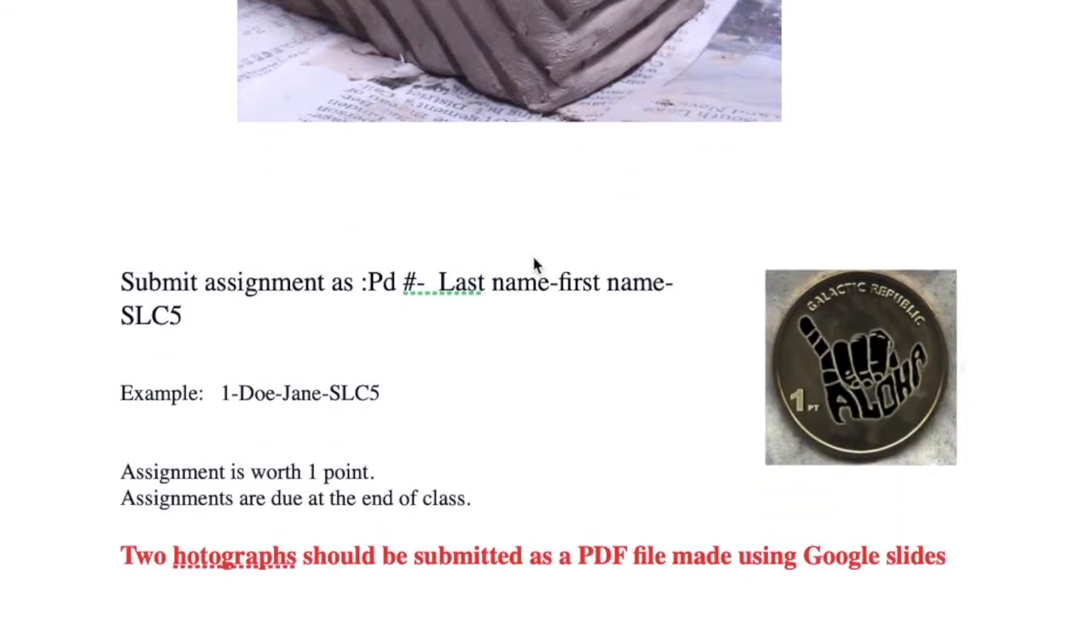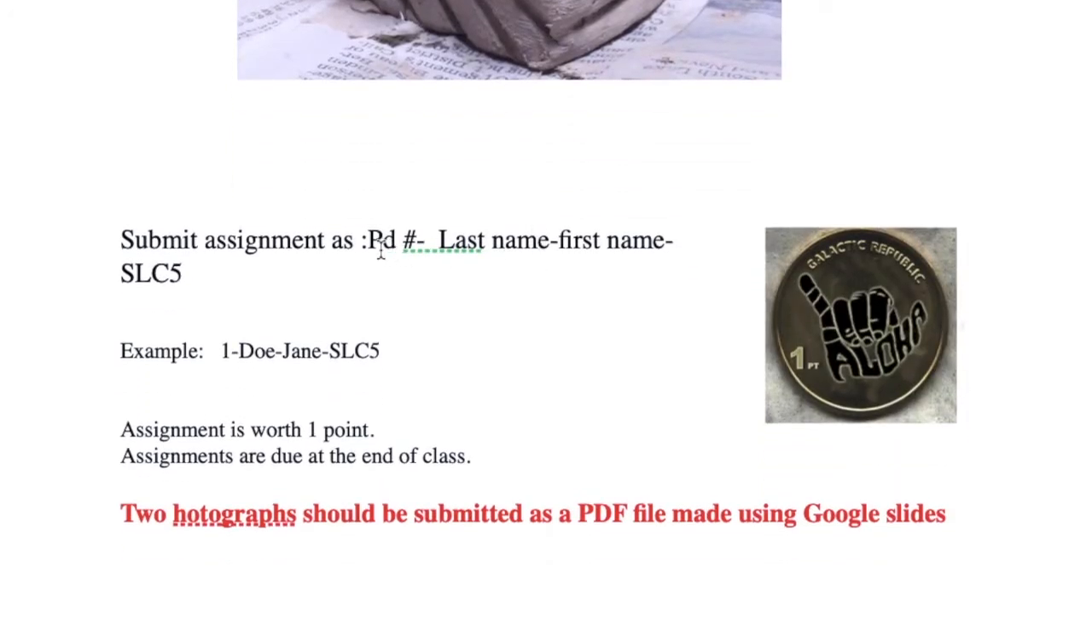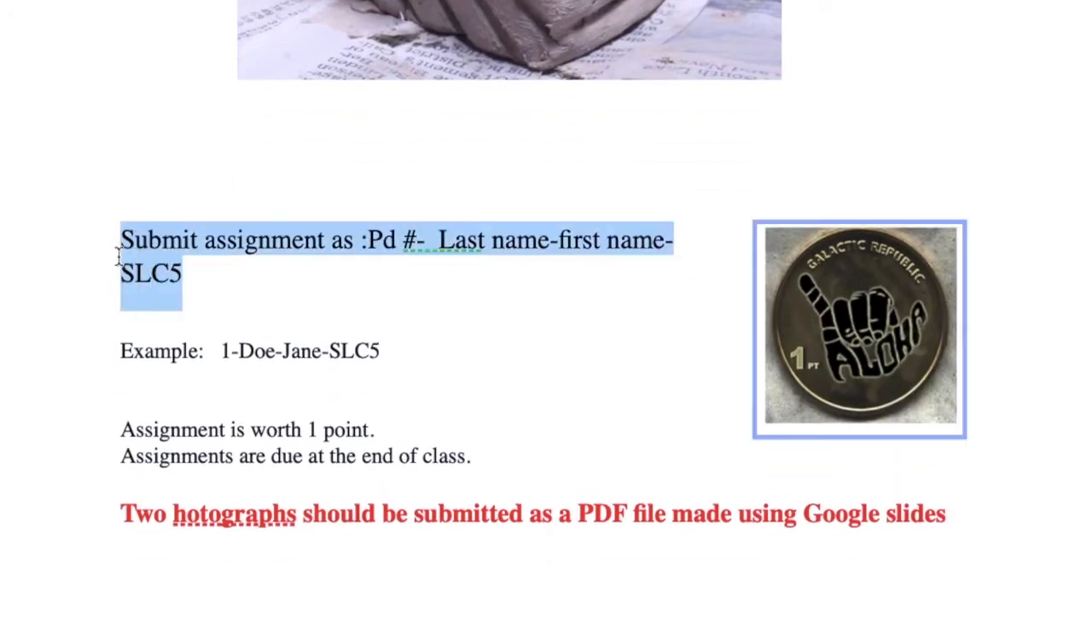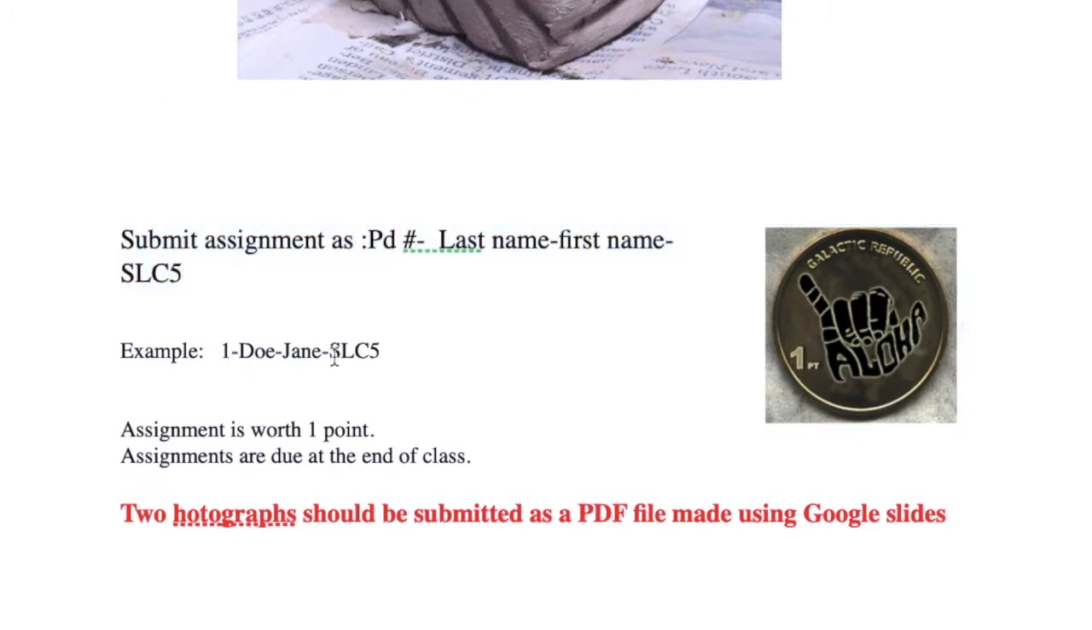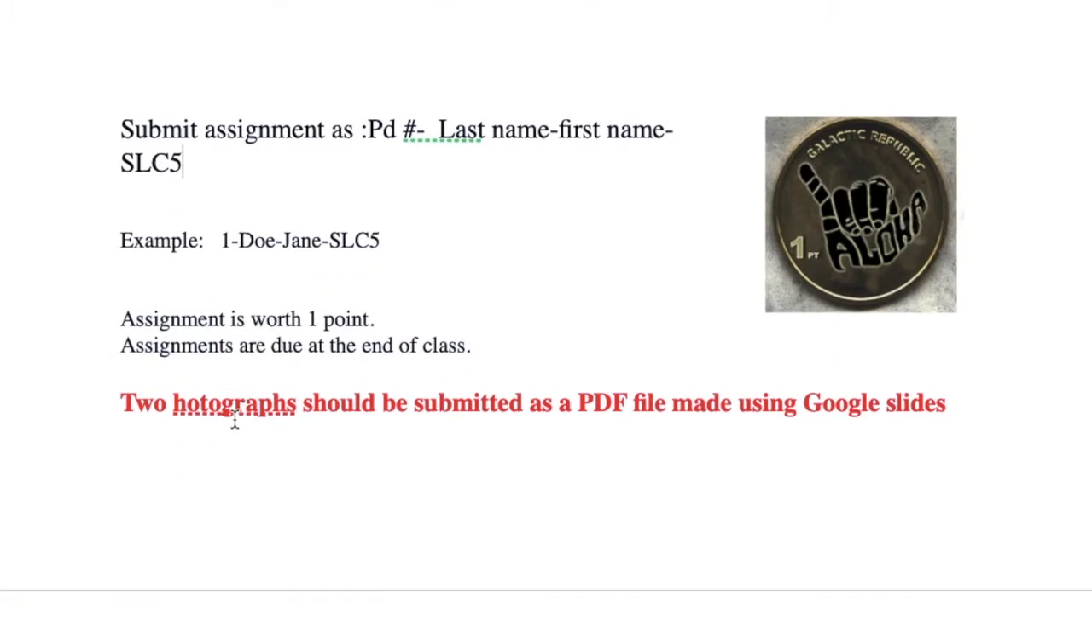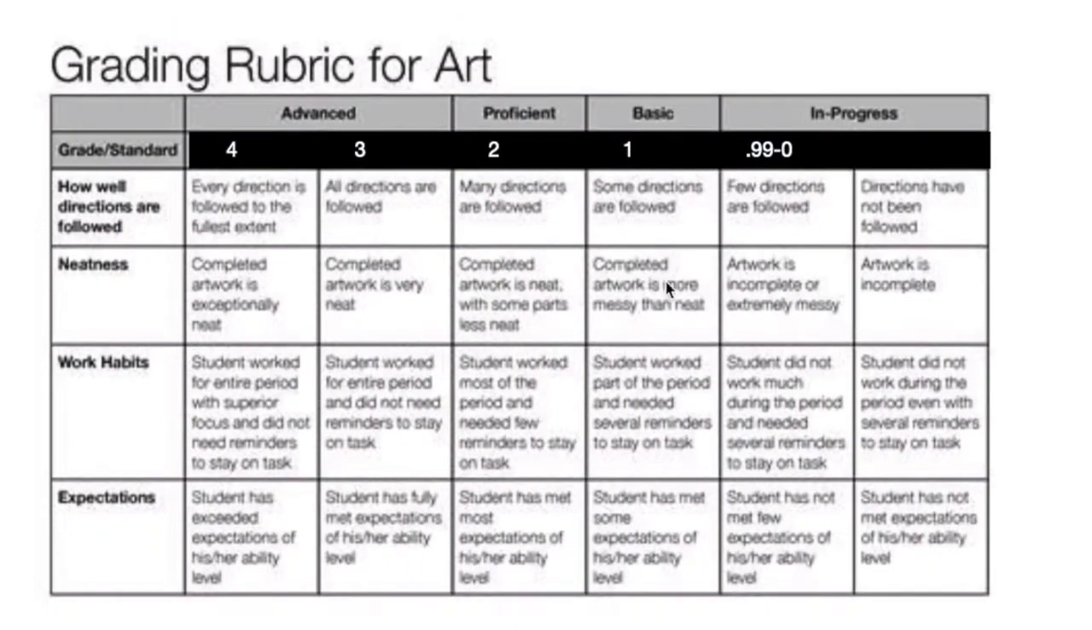Submit your assignment as your period number, last name, first name, SLC 5, for example: 1 Doe Jane SLC 5, and you need 2 photographs. The 2 photographs should be submitted as a PDF file made using Google Slides. And here's your rubric for art.